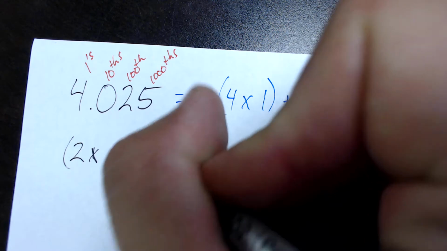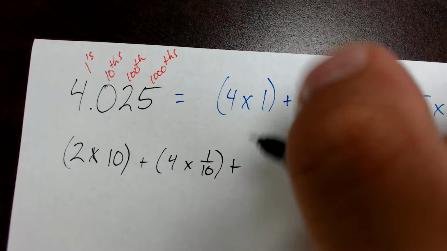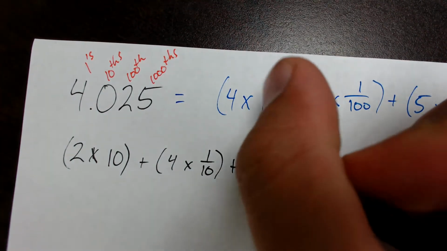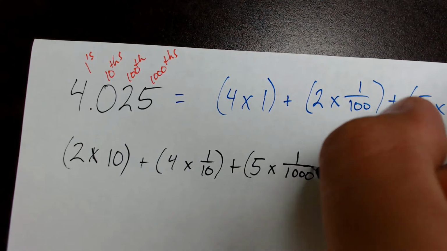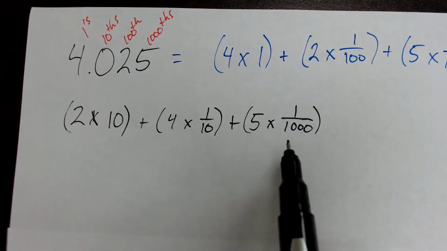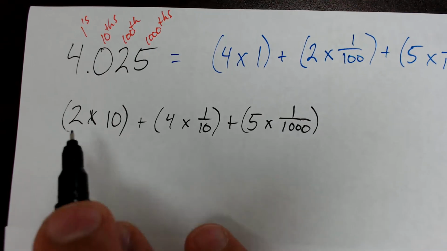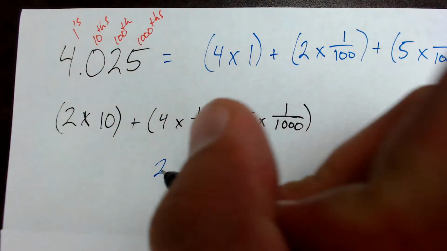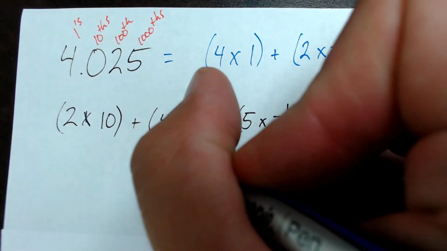this number. Okay, so now we've got 2 times 10 plus 4 times 1/10 plus 5 times 1/1,000. So let's just take these numbers and write them. So 2 times 10 means I'm going to have a 20. Now I don't see any ones place, so that means there's no value in the ones place, so I can go ahead and put a 0.